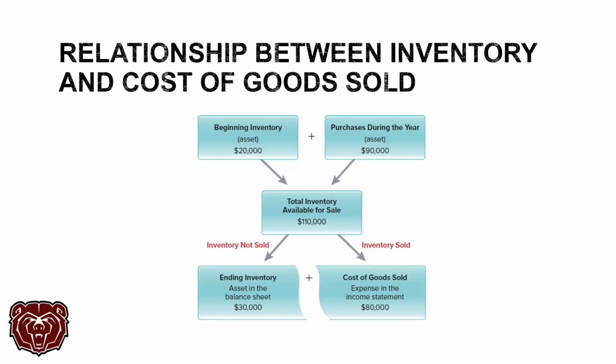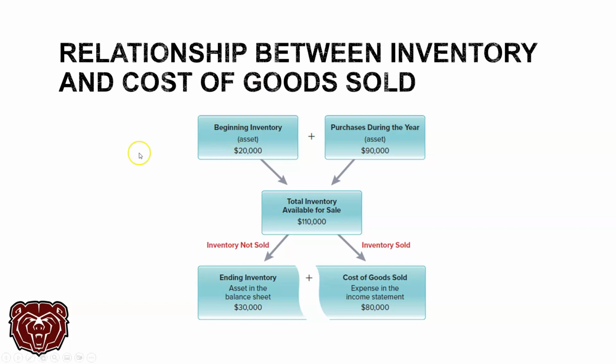So now we're going to talk about the relationship between inventory and cost of goods sold. So if you remember, we talked about the COGS model a couple chapters ago. That was your beginning inventory plus your purchases equals your cost of goods available for sale. You reduce that by your cost of goods sold, and it gives you your ending inventory. And that's what we're looking at right here, right?